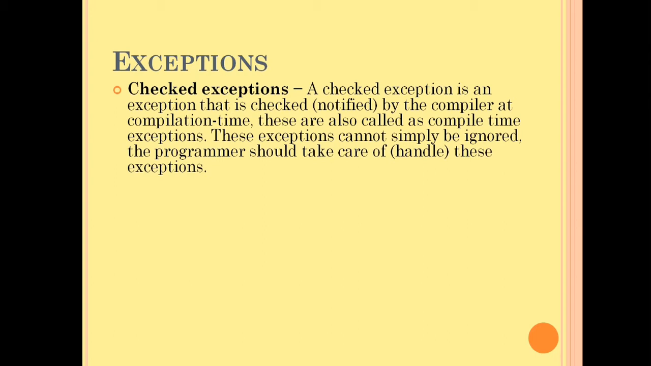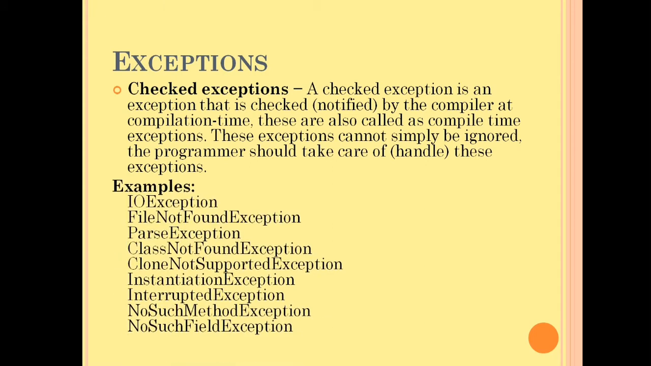The first category of exception is called checked exceptions. A checked exception is an exception that is checked or notified by the compiler at compilation time. These are also called compile time exceptions. These exceptions cannot simply be ignored. The programmer or developer should take care of or handle these exceptions. That's the developer's job, the person who is writing code which can have checked exceptions that need to be handled.